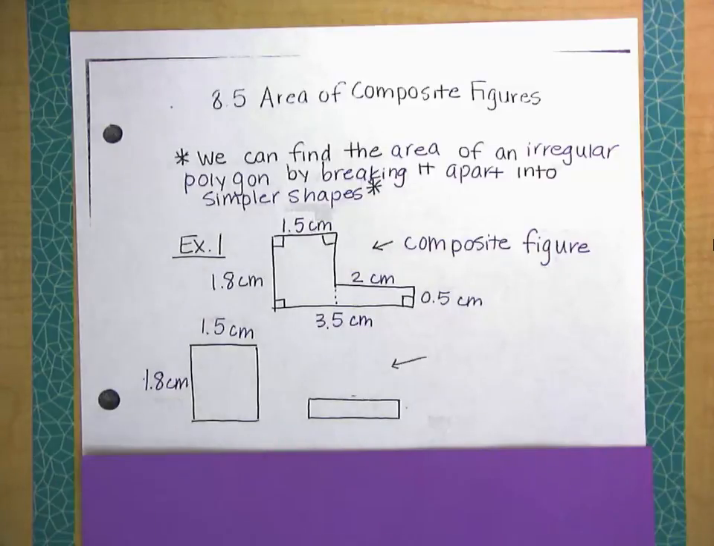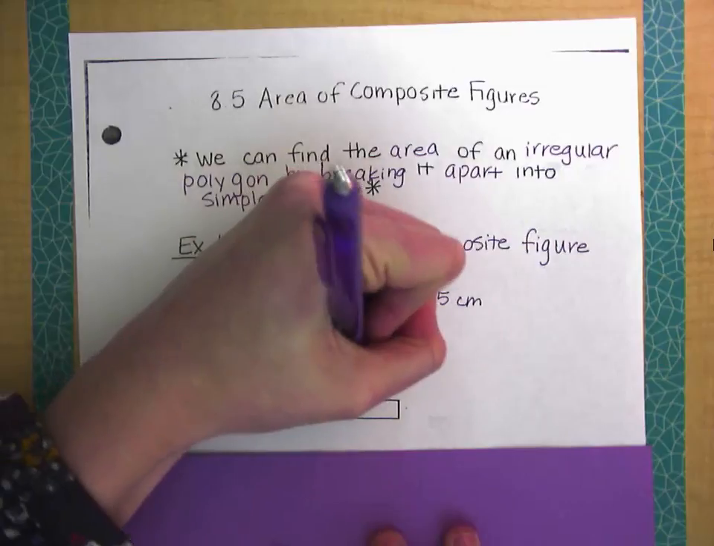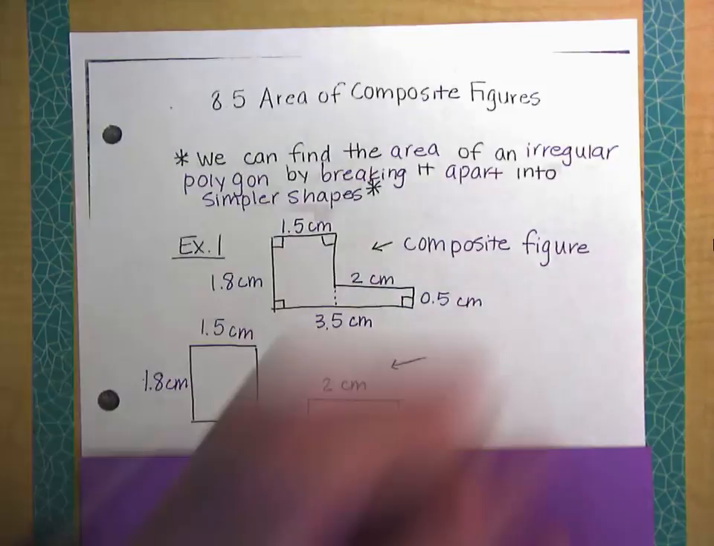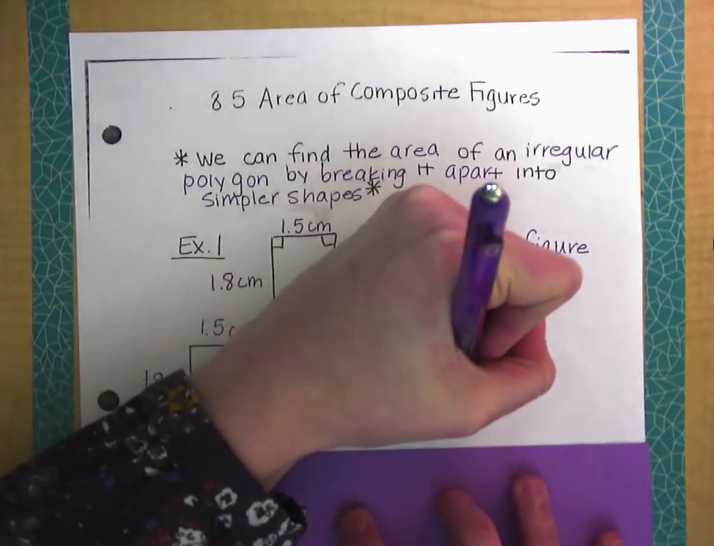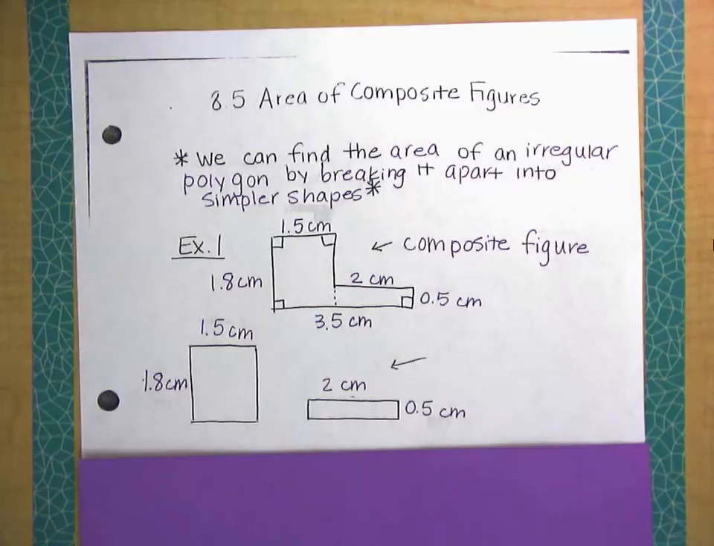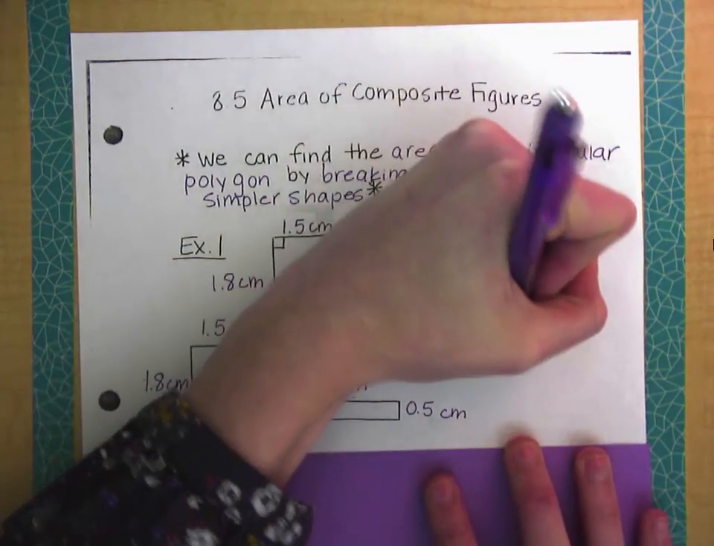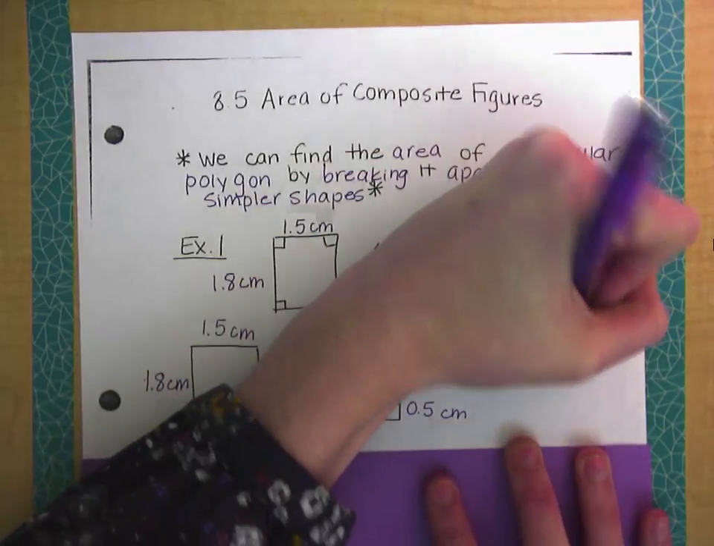And what about this small one? What's the length, Araya? 2 centimeters. And what's the width? 0.5 centimeters. Okay. Now that looks a little bit more manageable. So instead of having one composite figure, we've broken it up into 2 rectangles.